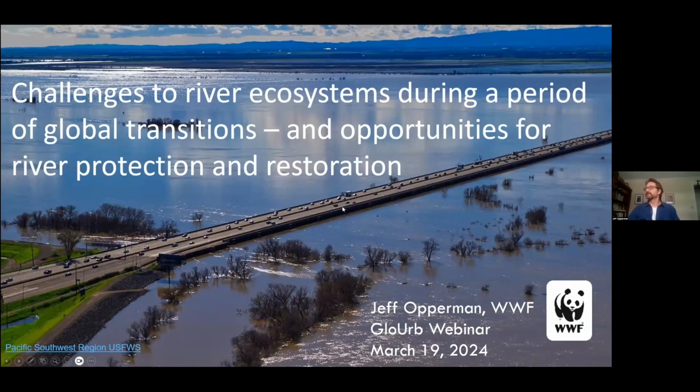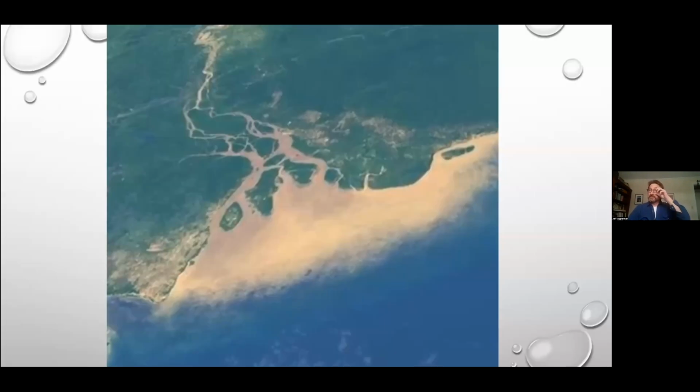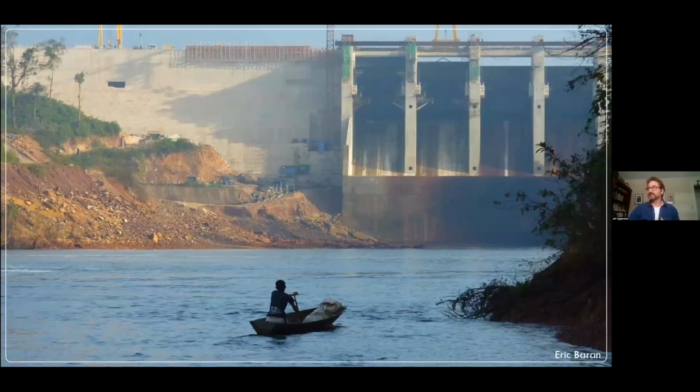Great. Okay, so I'll be talking about challenges to river ecosystems during a period of global transitions and opportunities for river protection and restoration. So when thinking about the benefits we get from rivers, we often focus on rivers as connected systems. Connectivity between the land and the ocean, connectivity between the mountains and the sea, between the river and the floodplain. This underpins many of the benefits that come from rivers.